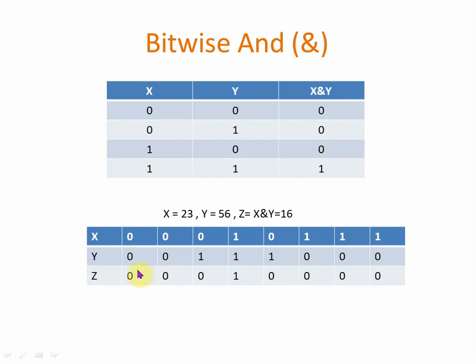So finally this is what we have in binary. Now I have to convert this into decimal. If I convert this into decimal, the output will come as 16. So finally the bitwise AND of 23 and 56 is 16.